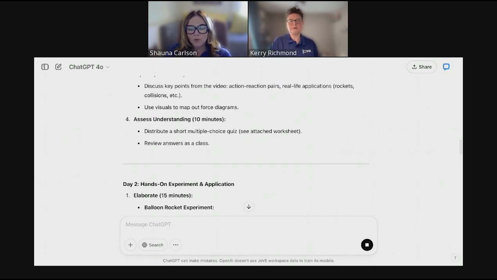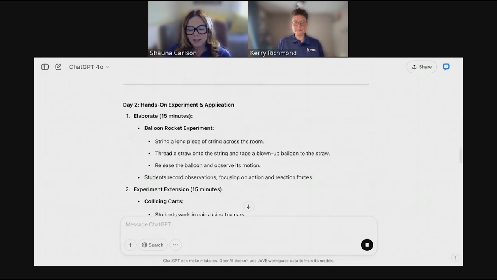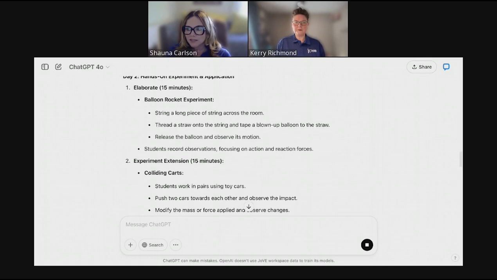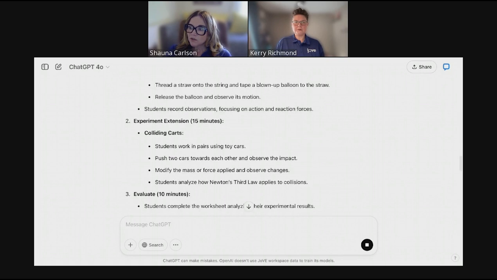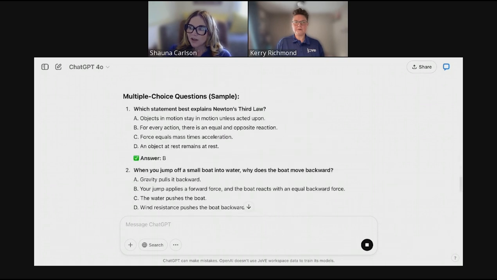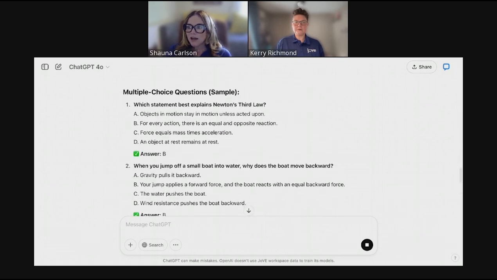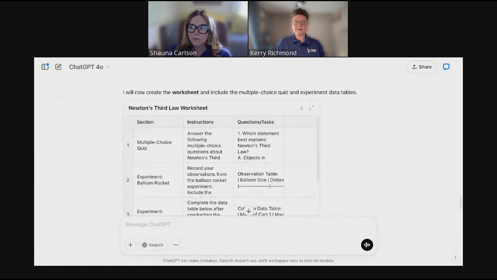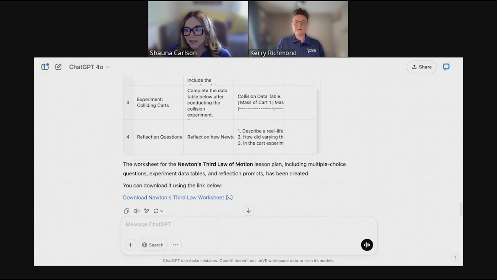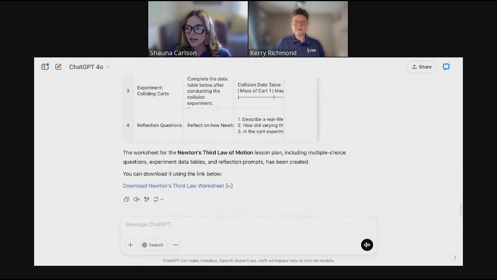And an assessment. Then we'll go into the same on day 2, where we've got a hands-on experiment, an evaluation, an exit ticket. Here's our multiple choice questions for assessment as an example. Worksheets, we'll see those in here as well. And it just keeps going. And you can even download that worksheet there as well.